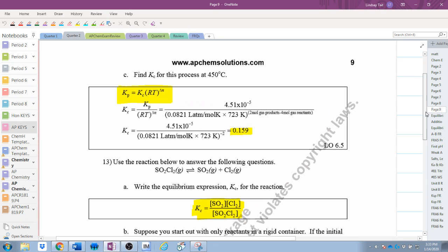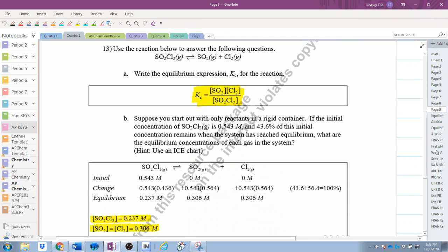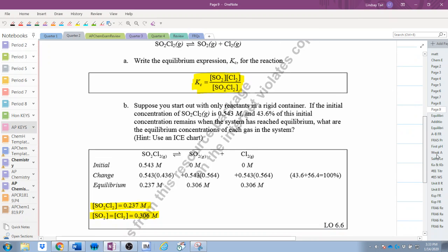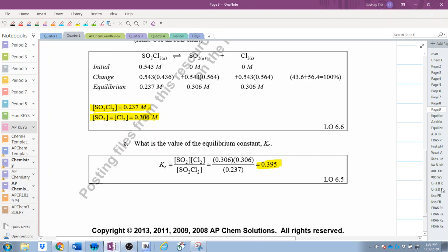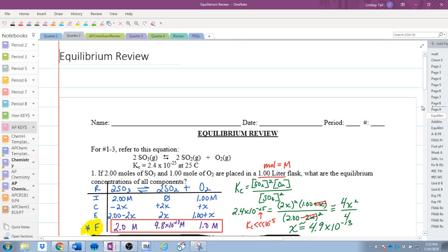C would not be tested. 13A and 13B. And C. All right, so now we get to the equilibrium review.